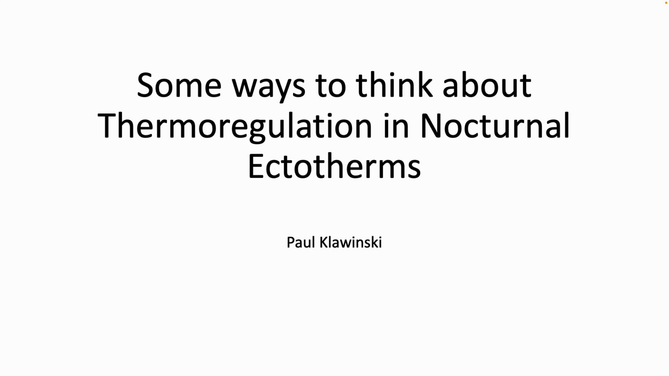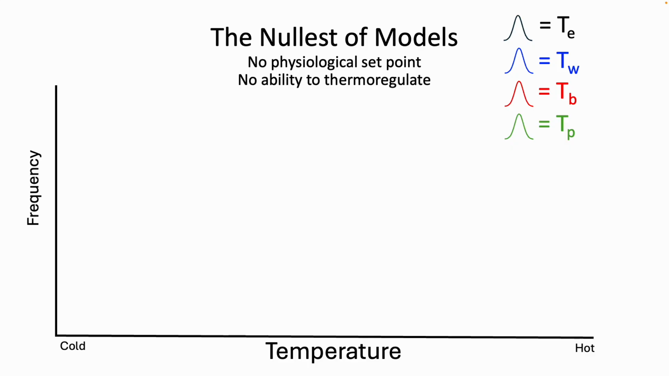And so I thought about it in terms of different models of thermoregulation that we can think about. In these slides, the different types of temperature are going to be represented by different colored normal curves. The black normal curve is environmental temperature, the blue curve is wall temperature, the red curve is body temperature, and the green curve is preferred temperature.